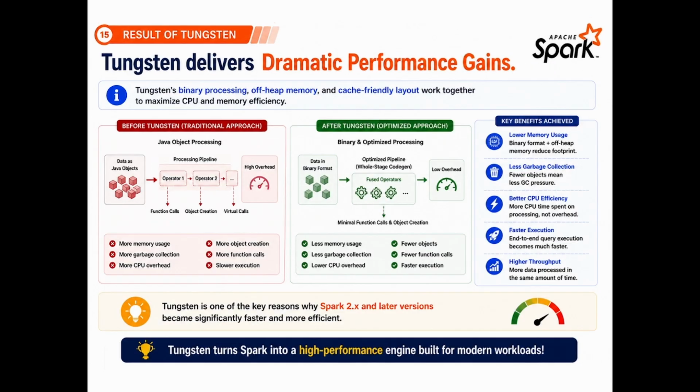So to put it simply, before Tungsten, Spark was powerful but fighting against the JVM. After Tungsten, Spark works with memory and CPU like a high-performance engine. Binary processing cut object overhead. Off-heap memory removed GC pauses. Cache-aware layouts kept the CPU fed with data. Together, these three pillars are why modern Spark can process billions of records in a fraction of the time older versions could. And now that you understand Tungsten, there's one more layer Spark optimized, and it might be the most clever one: the execution code itself.